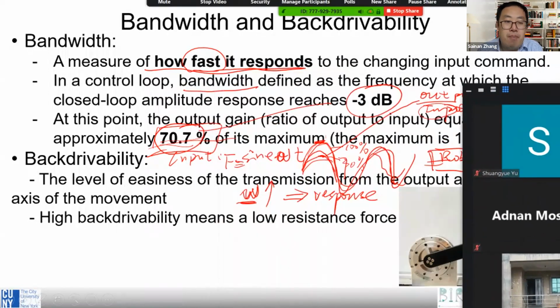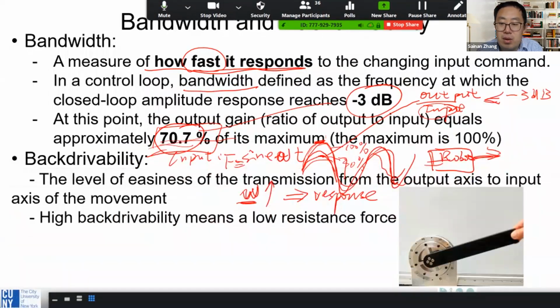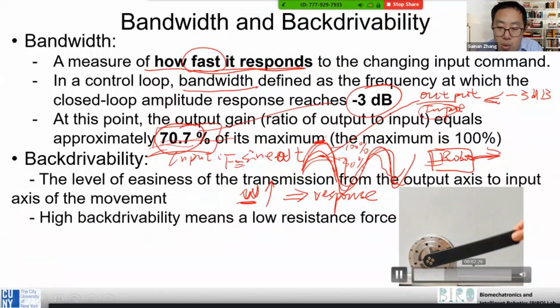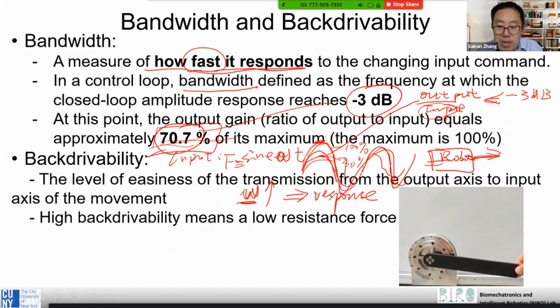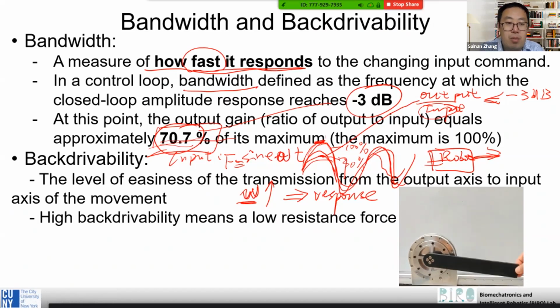In terms of backdrivability, as you can see from this video, it's very easy to move this robot. We call this highly backdrivable, high backdrivability or low resistance. We generally prefer this kind of movement. Backdrivability means the human can back drive the robot, so the human can drive this robotic movement.